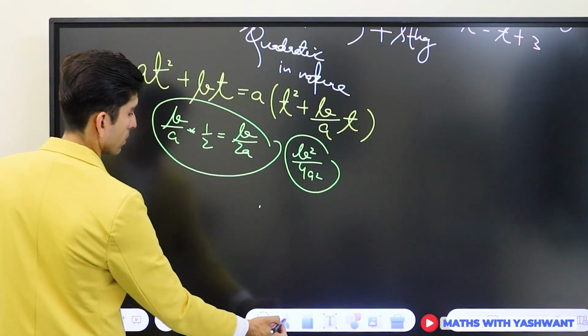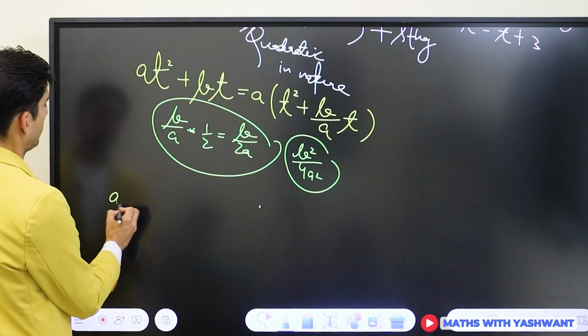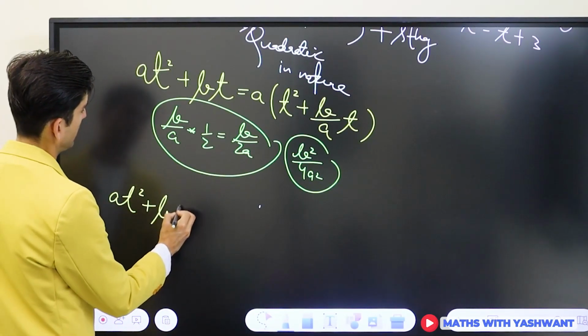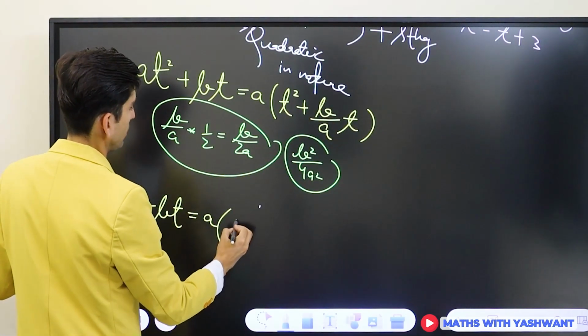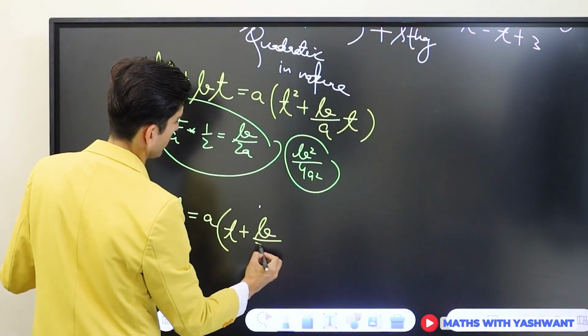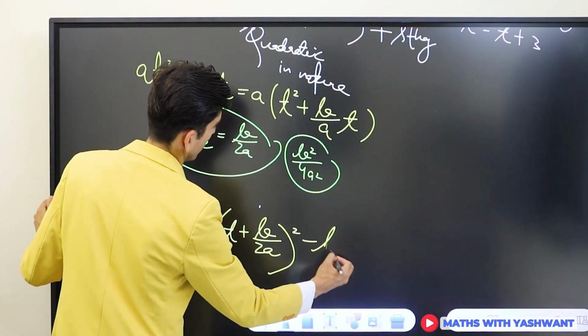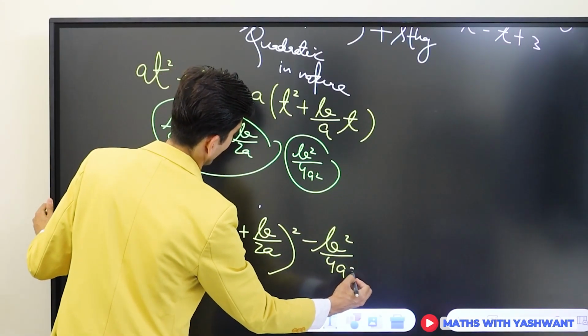Now, with the help of these two entities that we just obtained, we can write A t square plus B t is equal to A times, in this place, we can write (t plus B by 2A) whole square minus B square upon 4A square.